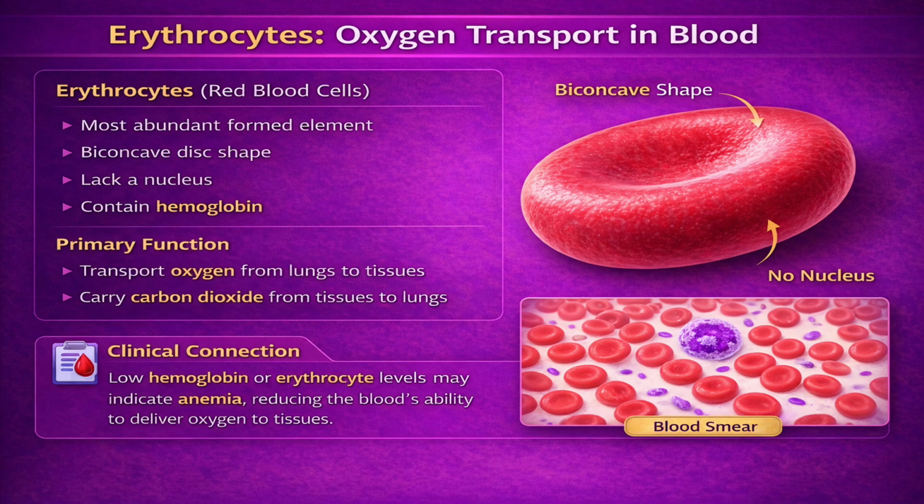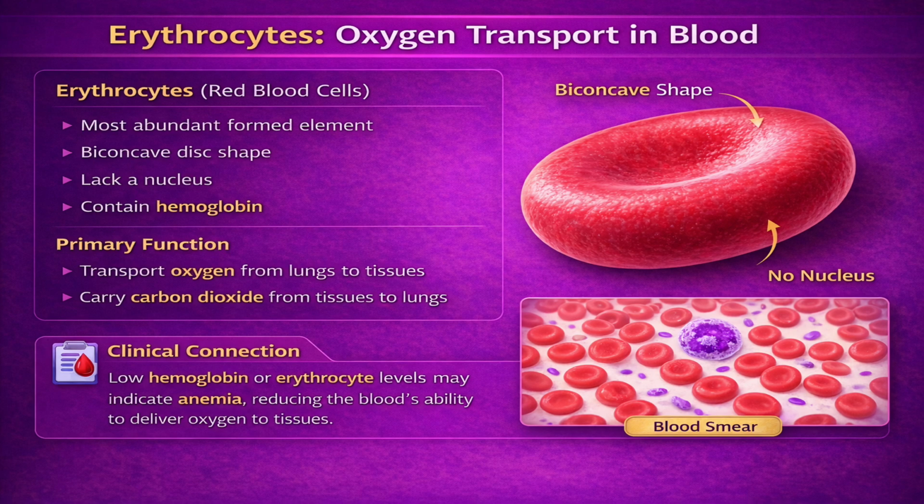Among the formed elements of blood, the most numerous cells are erythrocytes, also known as red blood cells. These cells are specialized for the transport of oxygen throughout the body. Erythrocytes have a distinctive biconcave disc shape, meaning they are thinner in the center and thicker around the edges. This shape increases the surface area available for gas exchange, allowing oxygen to diffuse efficiently between the lungs and circulating blood.